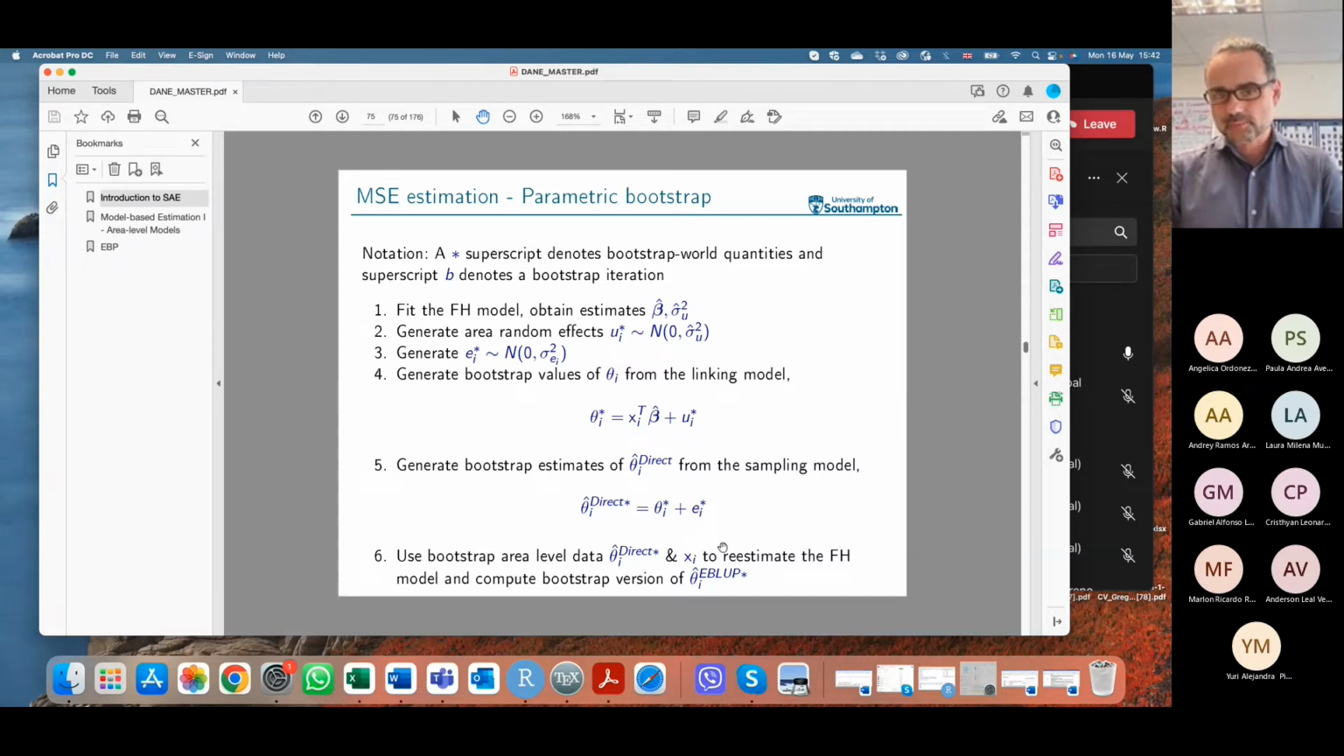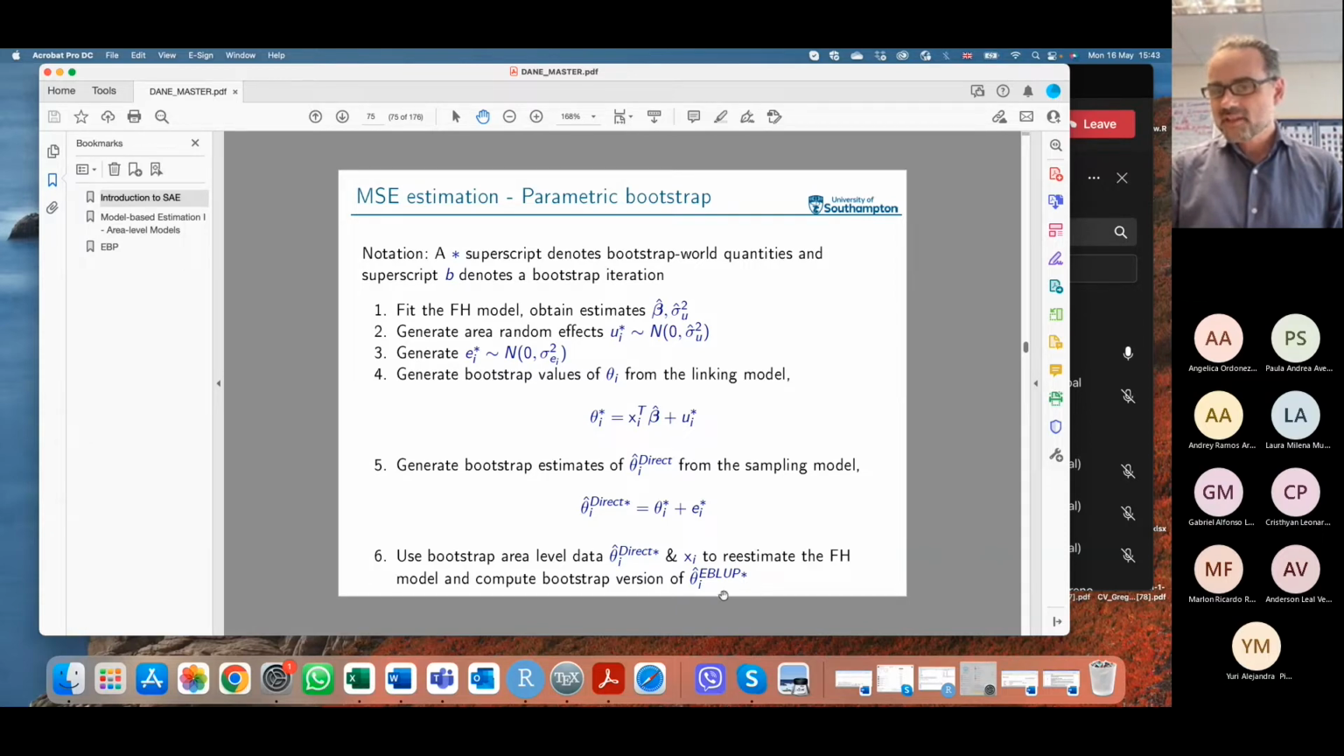So with the steps up to step 5, I have generated a new set of bootstrap area level data, comprising a new set of direct estimates, called theta_i hat direct star. My x_i's, my covariates, don't change. I have my census data, administrative data, geospatial data, and my sampling variance and everything. I can now use my new bootstrap area level data to refit my Fay-Herriot model, and I get a new set of empirical best linear unbiased predictors with the bootstrap data.